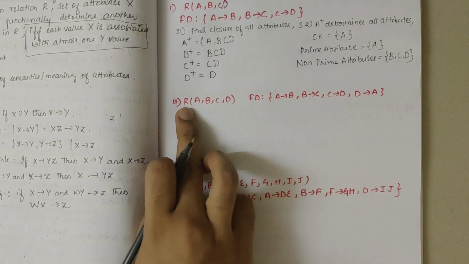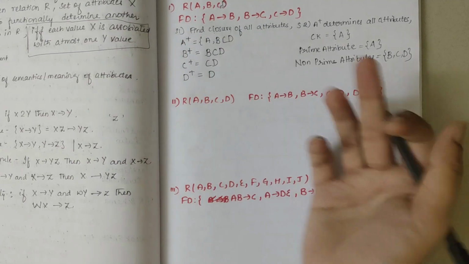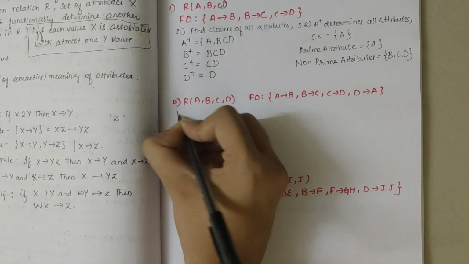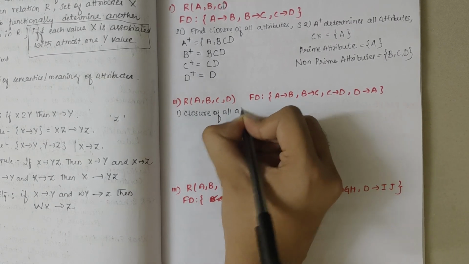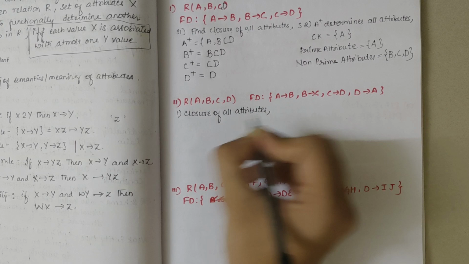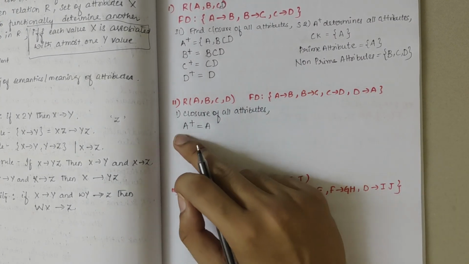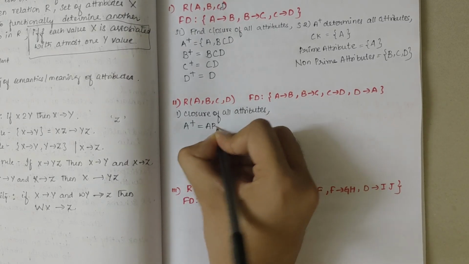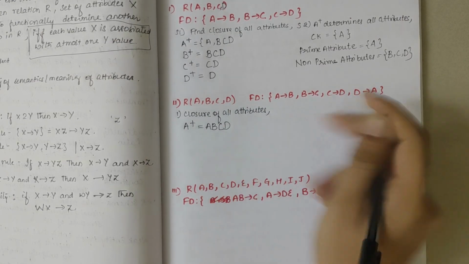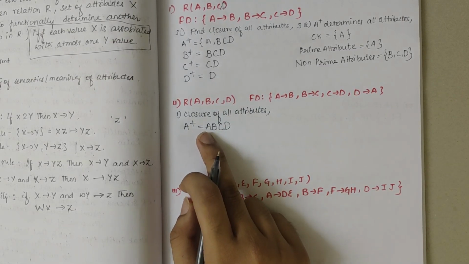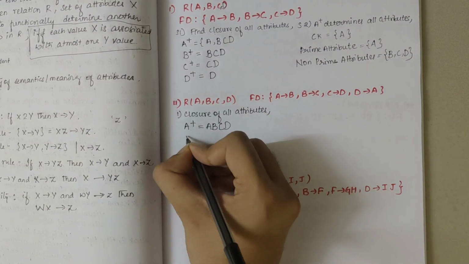Looking at the second problem, relation has A, B, C, D, 4 attributes, and functional dependencies are given here. We need to find the closure, prime attribute, and non-prime attribute. So our first step is to find closure of all attributes. So let's start from A closure. A closure here, I'll write A and check if A determines anything. A determines B. Now I'll check if B determines anything. B determines C. C determines D. D determines A. So now because I have written A here, I can't write it again. So it's the same. So A, B, C, D is the closure for A.